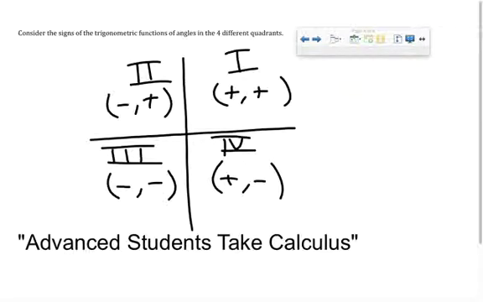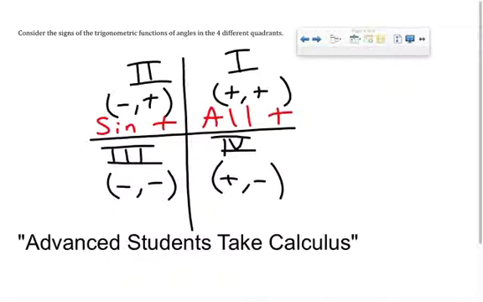So in the first quadrant, if I take a ratio of x and y and r, no matter what, it's going to be positive. So all of my trig ratios are going to be positive in that quadrant. In quadrant 2, my sine will still be positive because that's y over r, but my cosine will be negative, and my tangent will be negative. So in this quadrant, the sine will be positive.